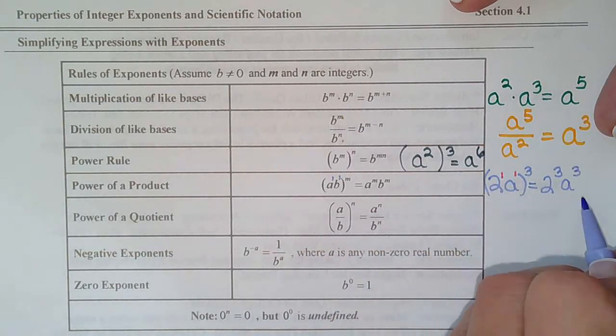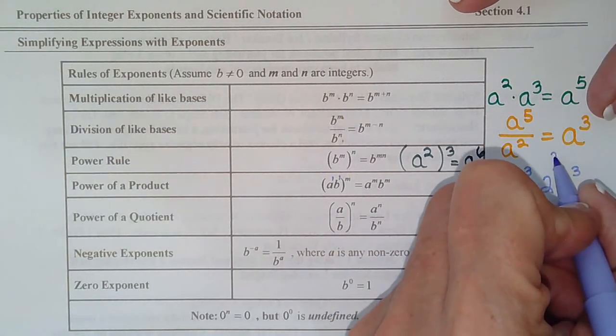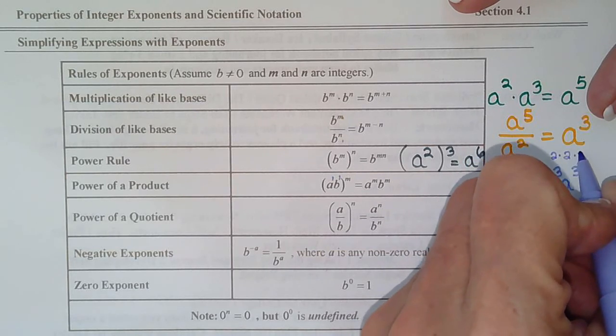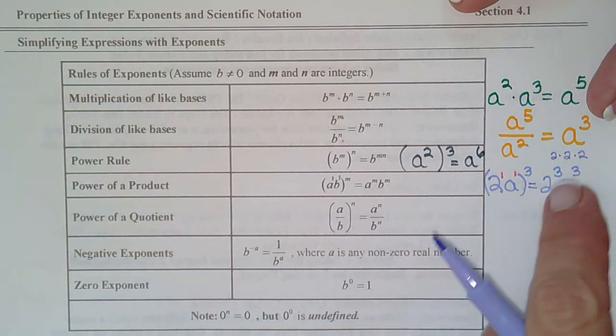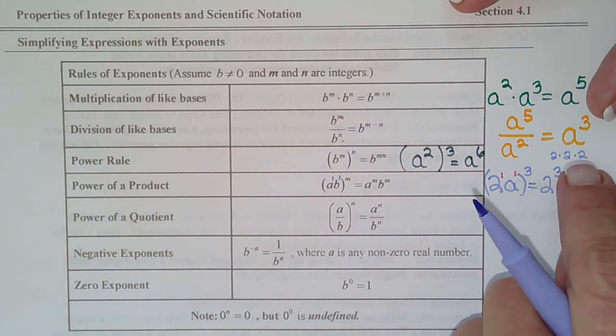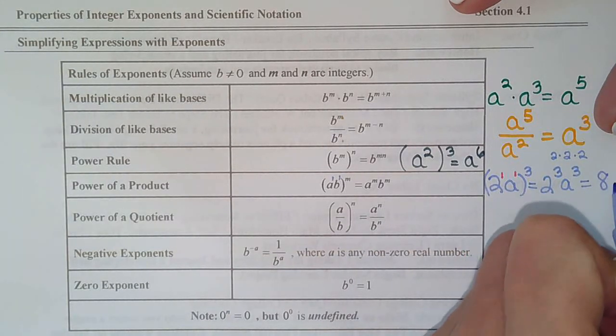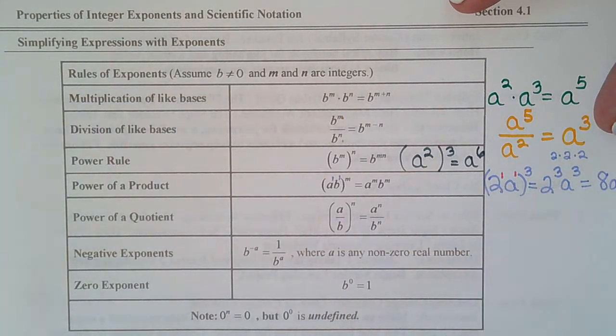And 2 to the third means 2 times 2 times 2. 2 times 2 is 4, times 2 is 8. A lot of students want to write 6 for that. That's when the 3 is down on the ground, 2 times 3. But 2 to the third means 2 times 2 is 4, times 2 is 8. So this would be 8a to the third.